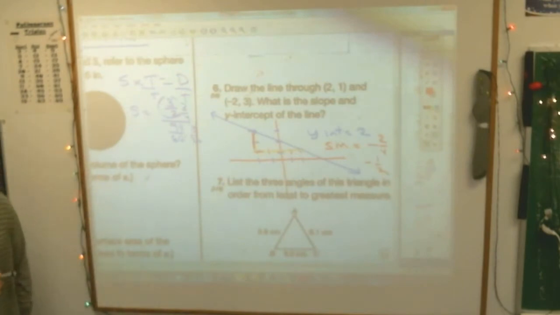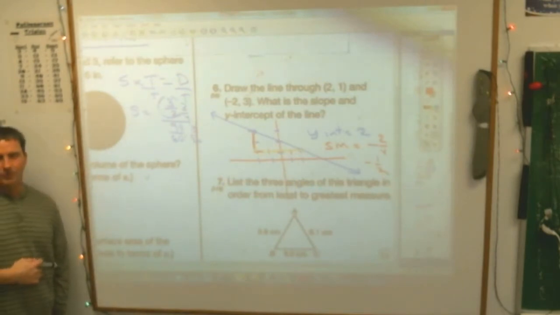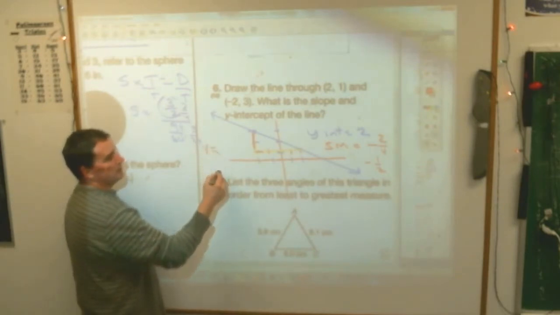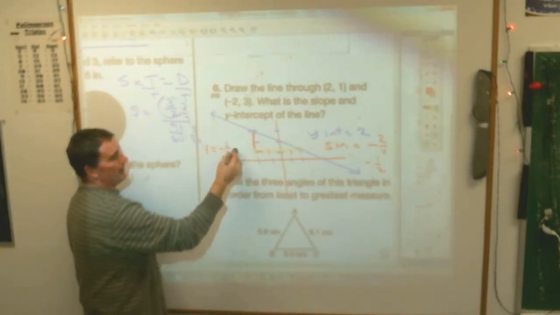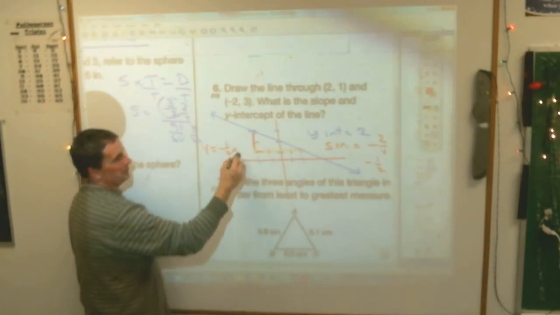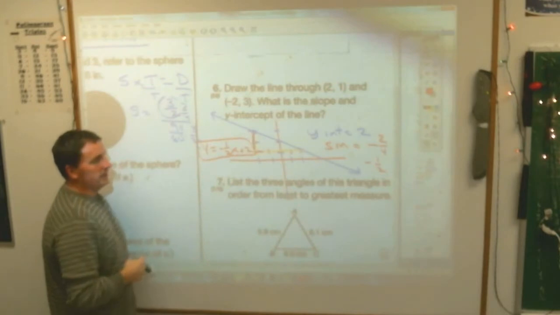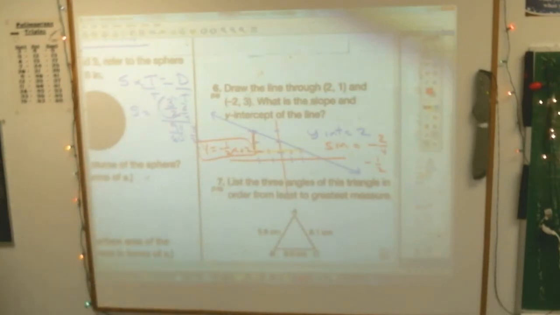If it asked you to write an equation for the line, you already have everything you need to know for that. The equation would be y equals negative 1/2 x, because that's where the slope goes, plus 2, which is the y-intercept. That's the equation of that line. They didn't ask you that, but you should be able to figure that out.